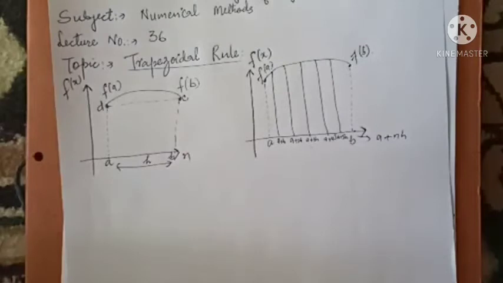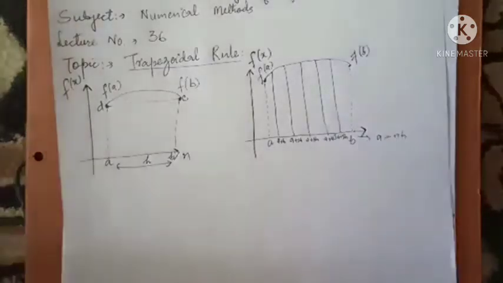So what you have to do is, if you are asked to explain or derive the trapezoidal rule, you don't have to do it via the Newton-Cotes formula. If it is mentioned to do it via the Newton-Cotes formula, then and only then you can do it that way. If not, then you have to do it in this way.